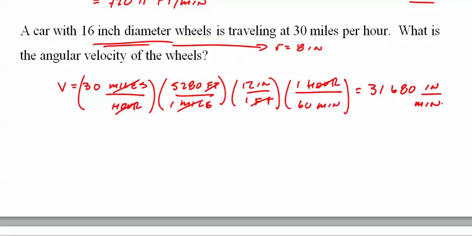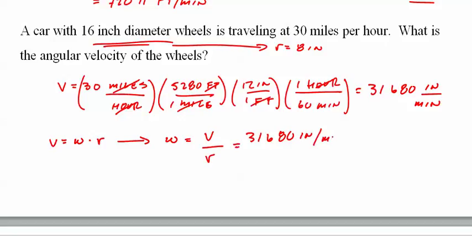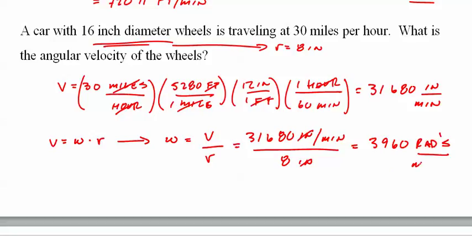Seems about right. And now let's go backwards. V equals omega times R, so omega equals V over R, 31,680 inches per minute over 8 inches. And there we have it. The car has an angular velocity of 3,960 radians. Whoa, where'd radians come from? Remember, it's magic. And the inches canceled. Per minute.